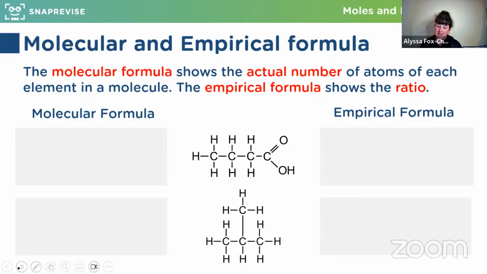Molecular formula is the actual number of atoms of each element in a molecule. So the actual number of each in one molecule of that substance. The empirical formula shows the simplest whole number ratio. It's the simplest whole number ratio. So they may be the same as each other, they might not.